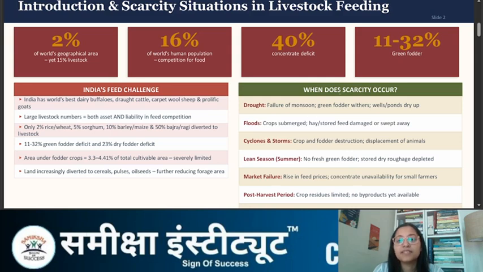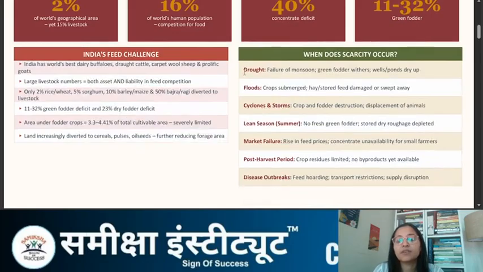Then when does scarcity occur? Basically, whenever there is some disaster. In drought conditions, whenever there is failure of monsoon, green fodder withers and village ponds also dry up. In the case of floods, whenever the crops get submerged, the toxicity symptoms will be higher: nitrates, cyanide toxicity, all these occur because of droughts and floods. Hay and stored feeds also get damaged and swept away. Then in the case of cyclones and storms, crop and fodder destruction occurs, and animals also get displaced and sometimes even die.